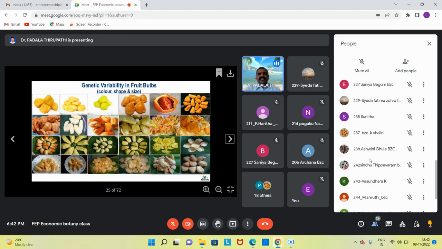Right. So this is a genetic variant of the fruits and bulbs of the different Artocarpus species. Okay, see how many types of fruits there are for jackfruit, how clearly we can see. So this is the variability. That is just because of the genetic variability.